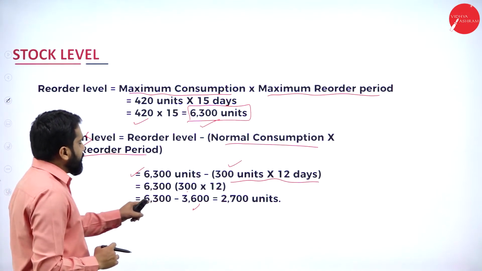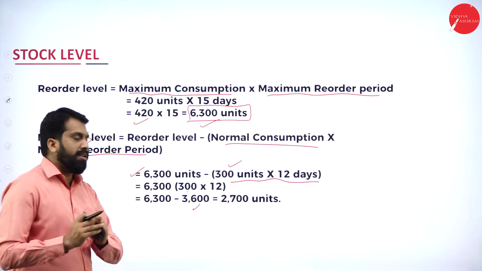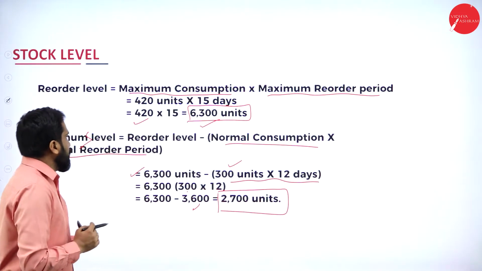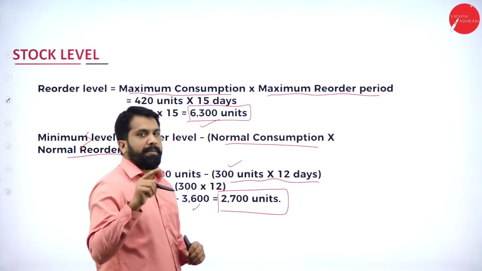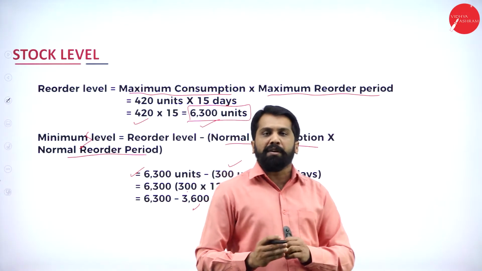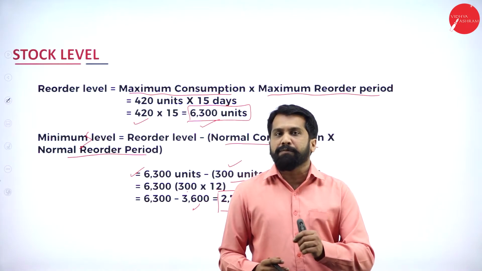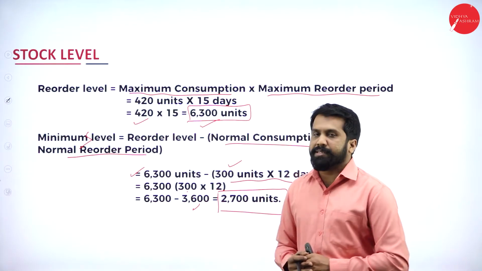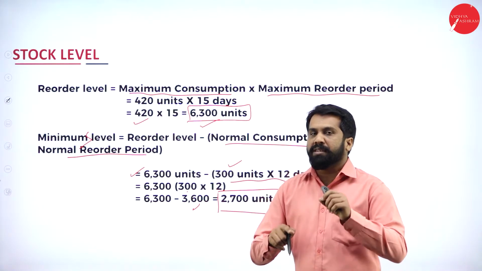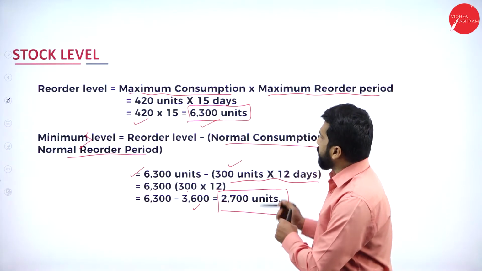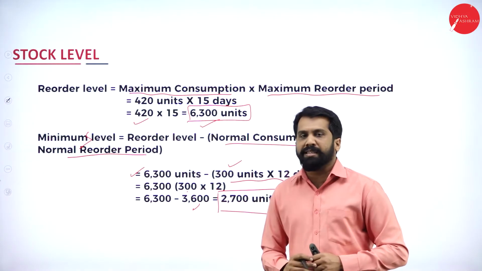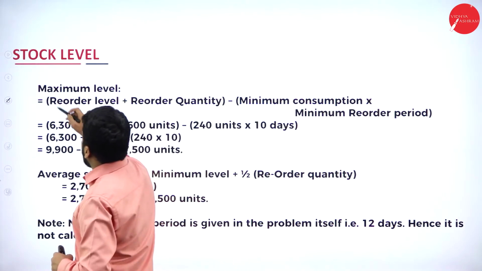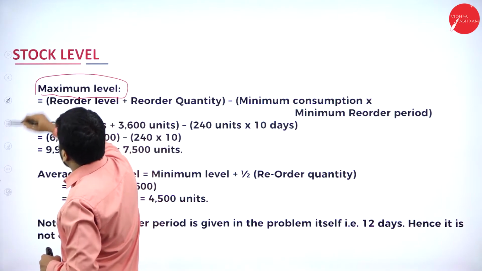3,600 minus 6,300. Your final answer is 2,700 units. Your final answer, please make it in a box. Why? Because at the time of valuation, it will be easy for the evaluator to identify where your final answer is. If your final answer is in a box, he can easily trace whether your final answer is 6,300 or 2,700.